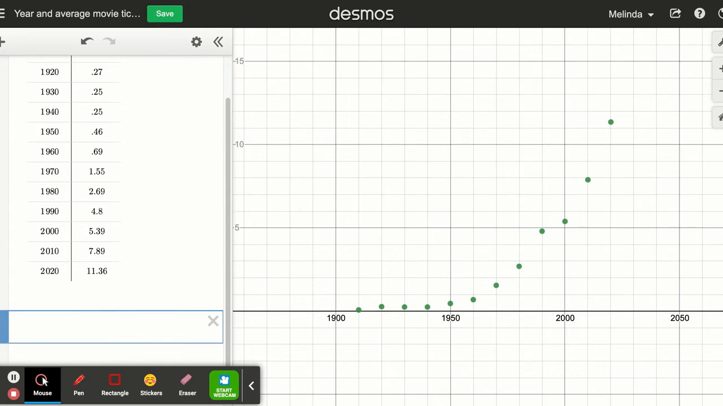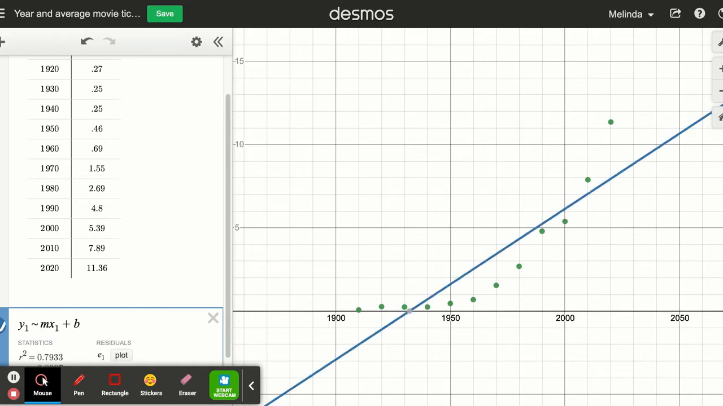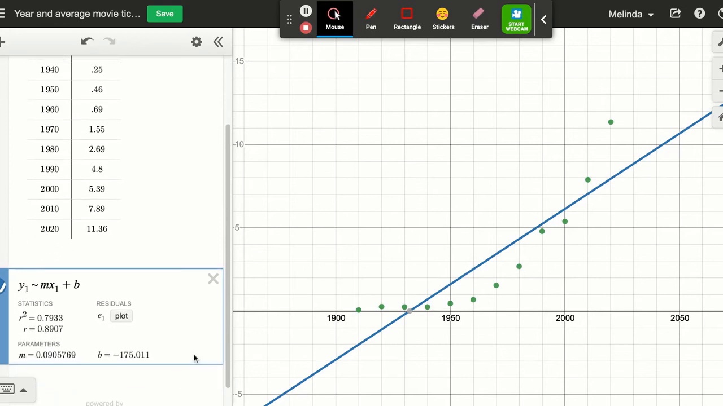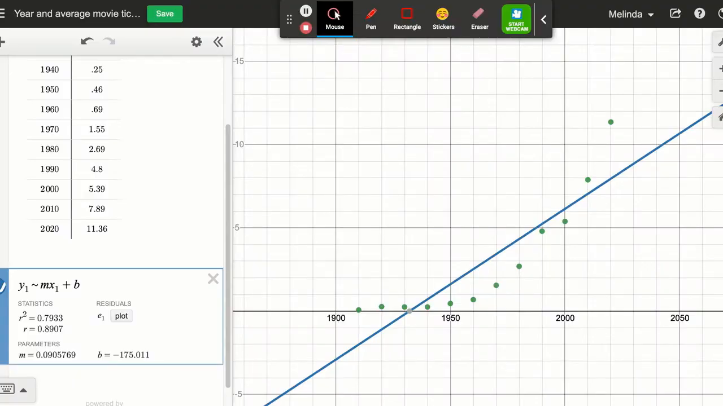So let me start with Y sub 1 is approximately, right? That's what the little tilde is saying. M X sub 1 plus B. All right. So Desmos comes up with this line that it thinks is the best fit mathematically for your data. All right. Now, the equation, right, because on the paper it's asking for the equation. You can see it down here. Here is the M that it requires and the B that it requires. So Y equals 0.09x minus 175.011. It's asking for the correlation coefficient.